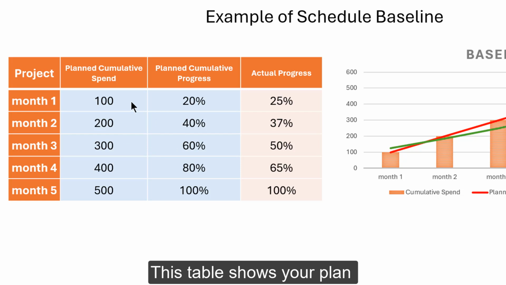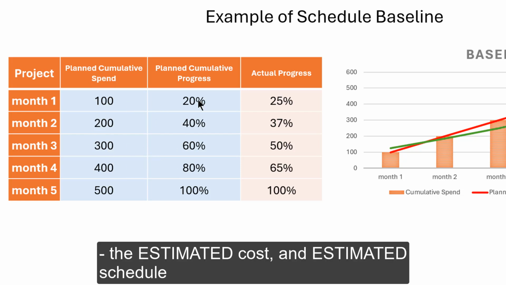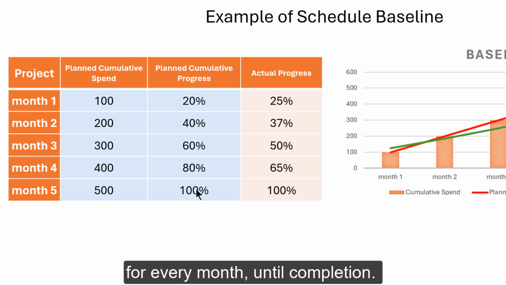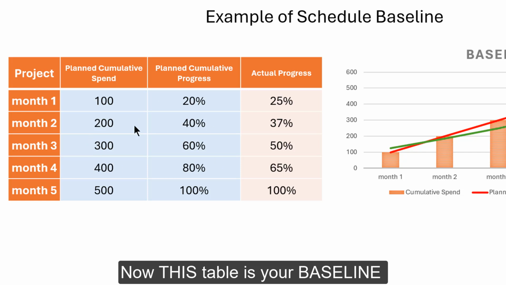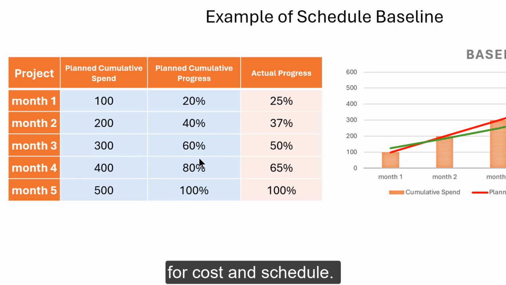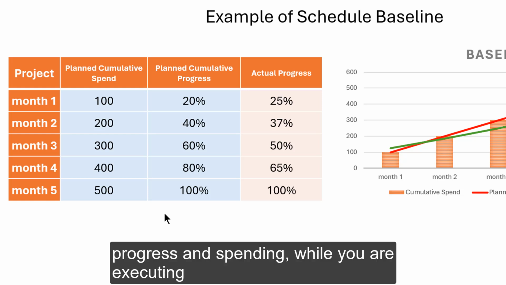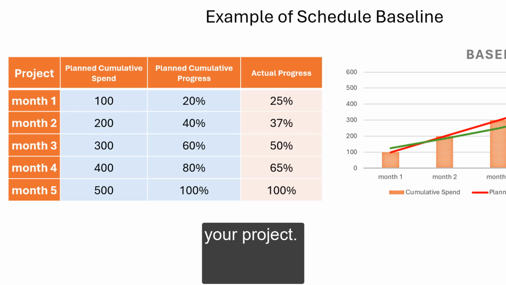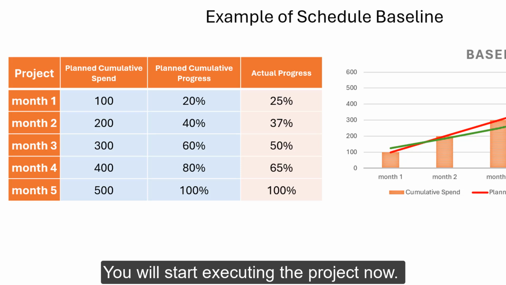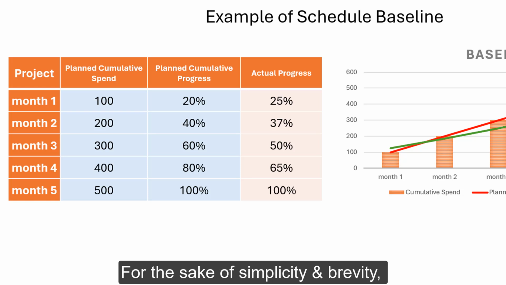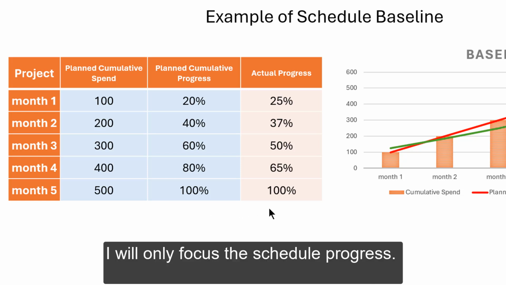This table shows your plan, the estimated cost and the estimated schedule for every month until completion. Now, this table is your baseline for cost and schedule. You can use it for comparing your actual progress and spending while you are executing your project. You will start executing the project now. For the sake of simplicity and brevity, I will only focus on the schedule progress.